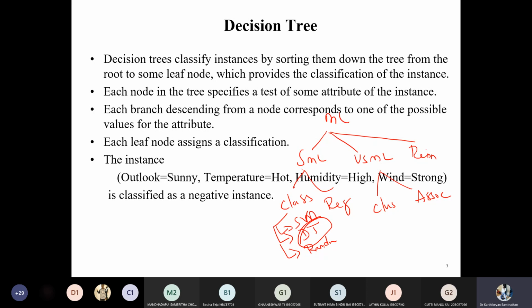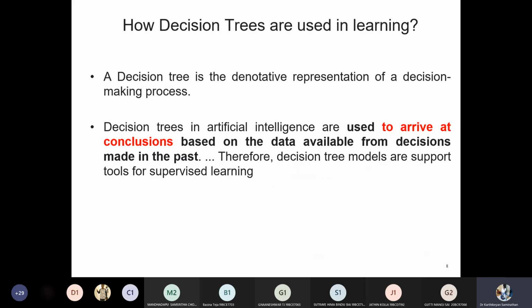The top node we call the root. The bottom nodes we call leaves, right? Leaves are our outcomes, our decisions. Each node in the tree specifies a test of some attribute of the instance, and each branch descending from the node corresponds to one of the possible values for the attribute. Each leaf node assigns a classification, in which there are positives and negatives.